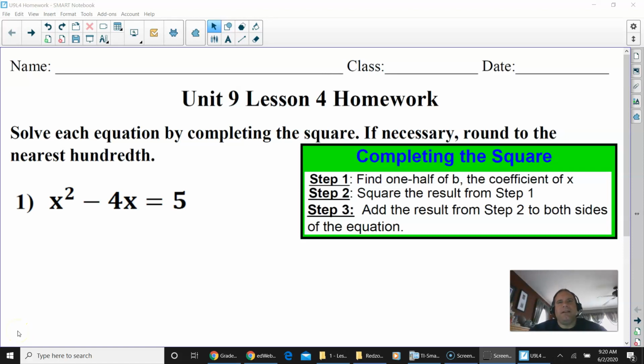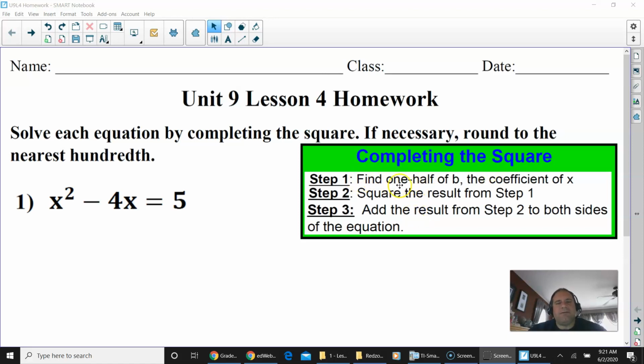This is the Unit 9 Lesson 4 homework, and we're going to solve each equation by completing the square. If necessary, round to the nearest hundredth. So I put the steps here, completing the square.